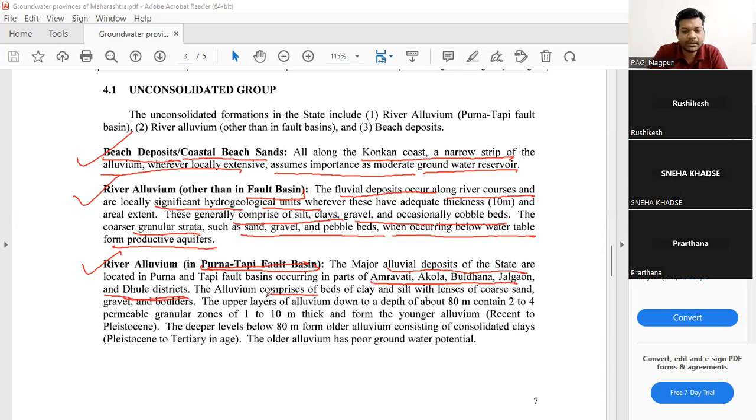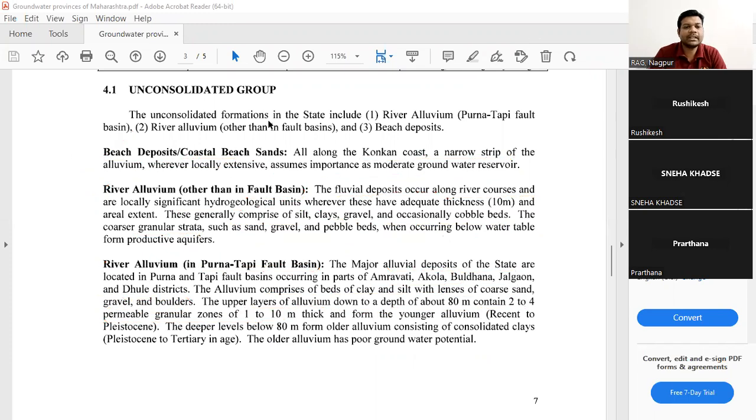Alluvium comprises a bed of clay and silt with lenses of coarse sand, gravel, and boulders. The upper layers of alluvium down to a depth of about 80 meters contain 2 to 4 permeable granular zones. The older alluvium has poor groundwater potential. So this is the unconsolidated group.